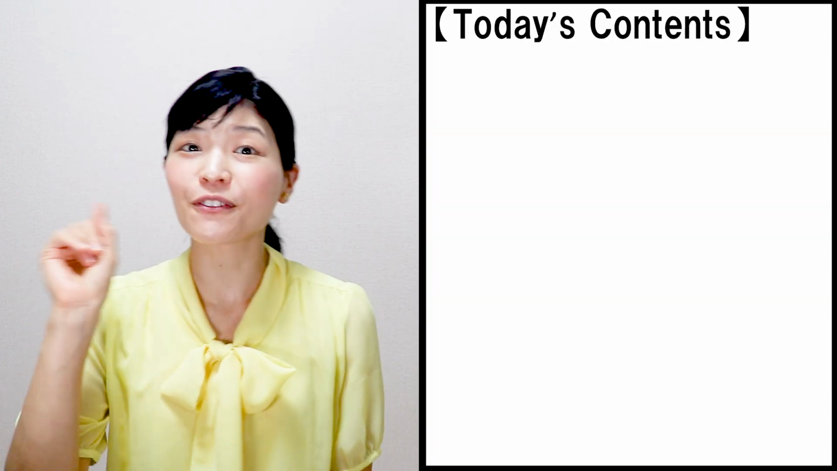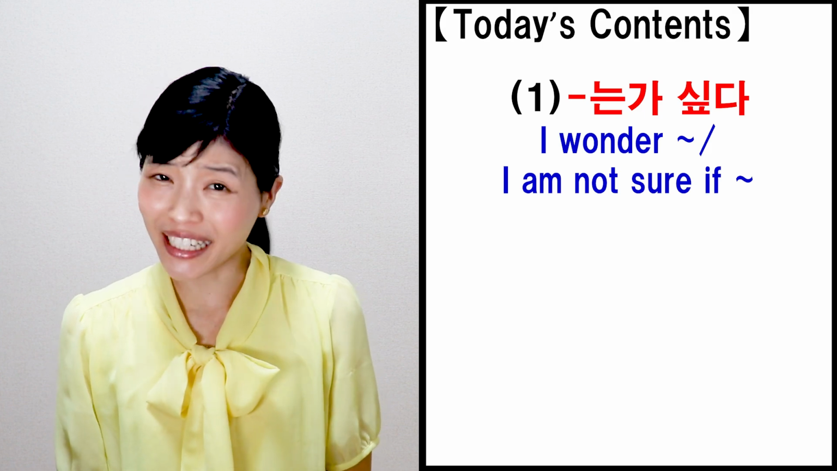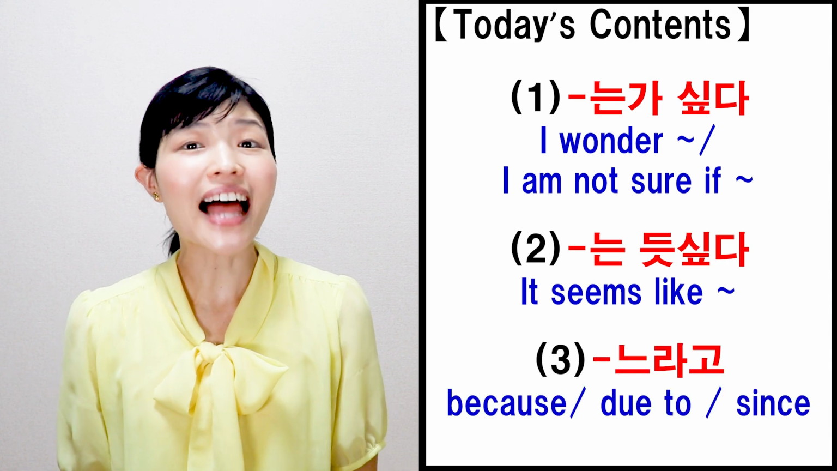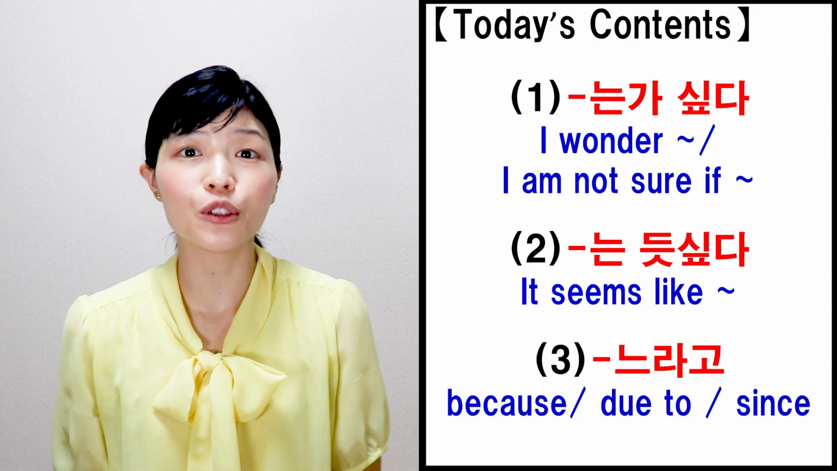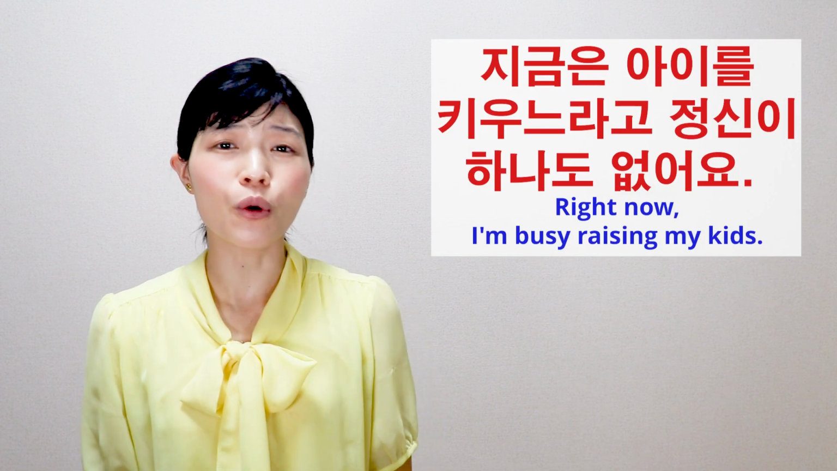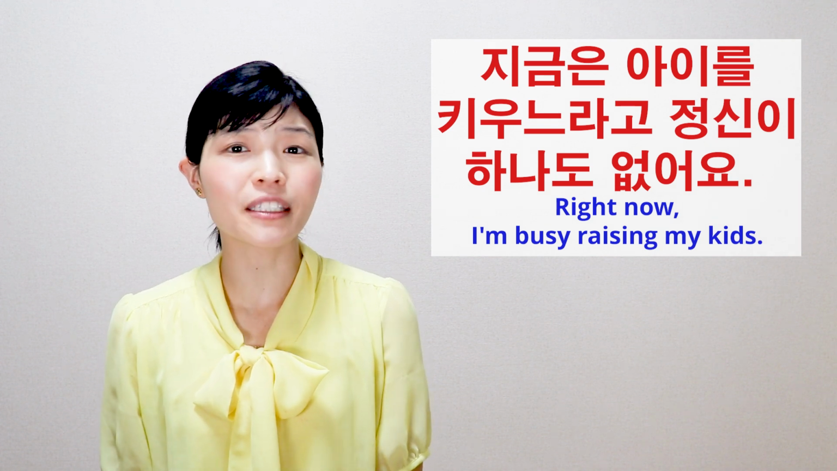Today's grammar is first, 는가 싶다, I wonder, I am not sure if. Second, 는듯 싶다, it seems like. And lastly, 느라고, because, due to, since. Once you have learned one of these, you can express a reason for a negative consequence, such as 지금은 아이를 키우느라고 정신이 하나도 없어요. Right now, I'm busy raising my kids.